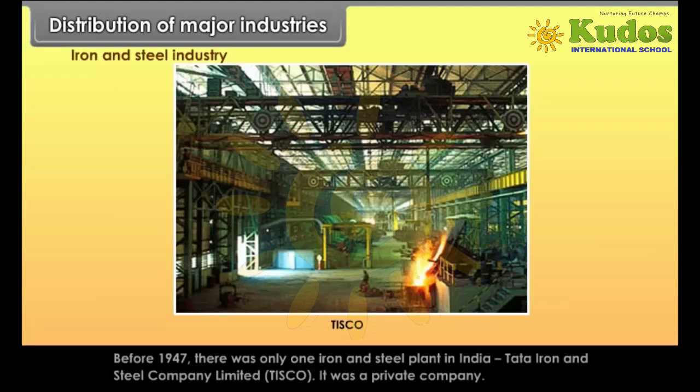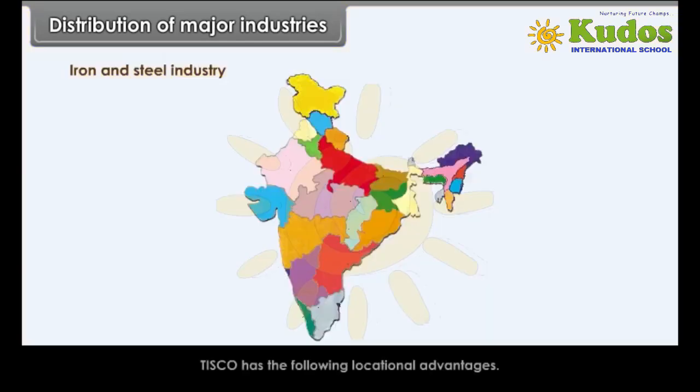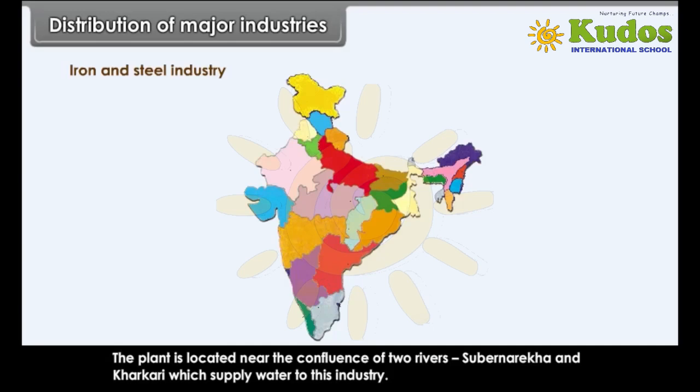TISCO. Before 1947, there was only one iron and steel plant in India: Tata Iron and Steel Company Limited, TISCO. It was a private company. TISCO has the following locational advantages. The plant is located near the confluence of 2 rivers, Subarnarekha and Kharkhari, which supply water to this industry.